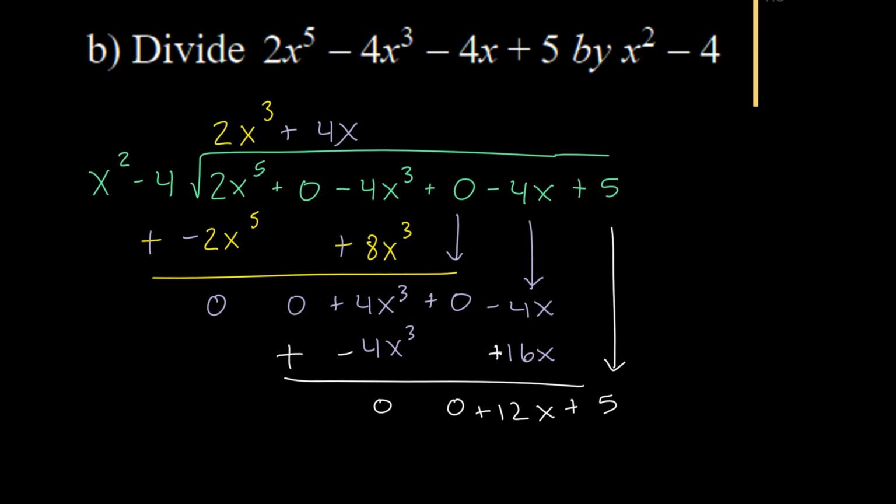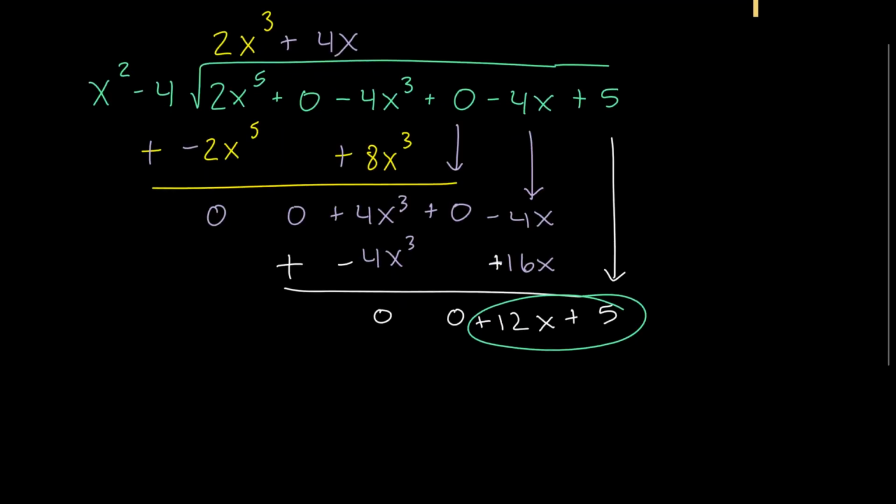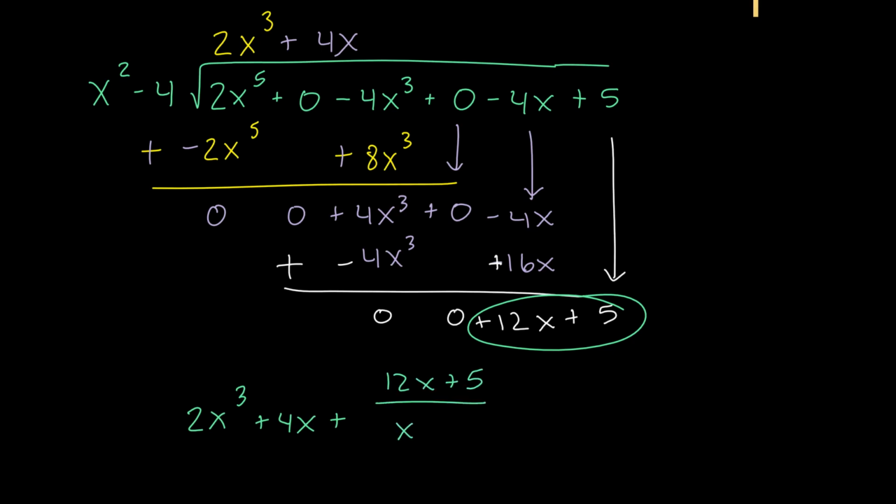What times x squared gives me 12x? Nothing. So what is that actually? The remainder. So my answer here is 2x cubed plus 4x plus 12x plus 5 over x squared minus 4.